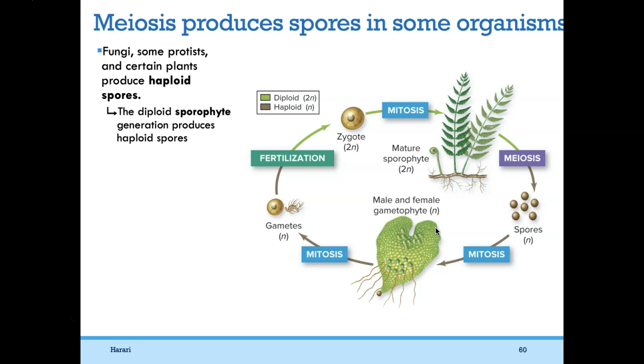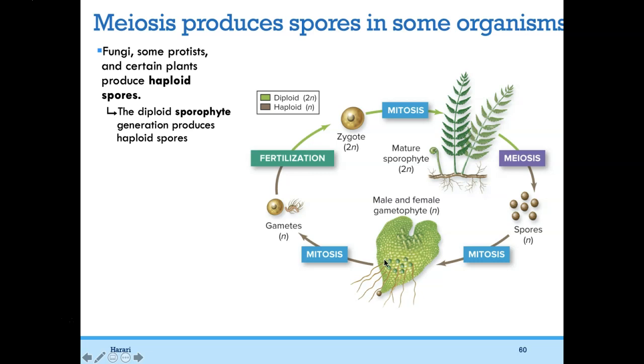So in animals, like us, humans, the individual is always diploid, right? And meiosis produces the gametes, which is the only time we really see haploid cells in our life cycle. But plants do it differently because they have a haploid phase, the gametophyte phase, that alternates with the sporophyte phase.